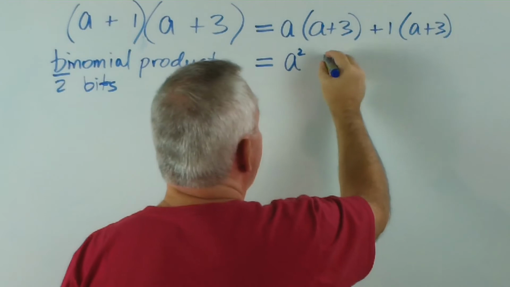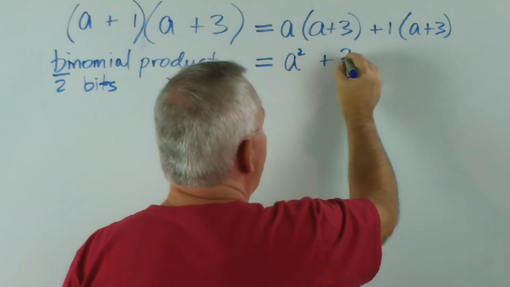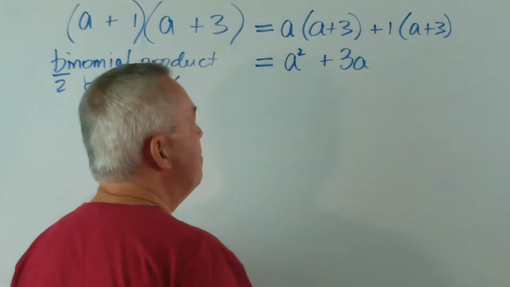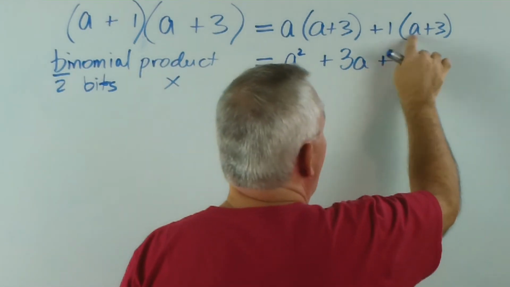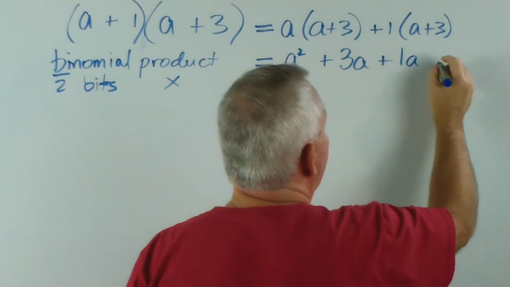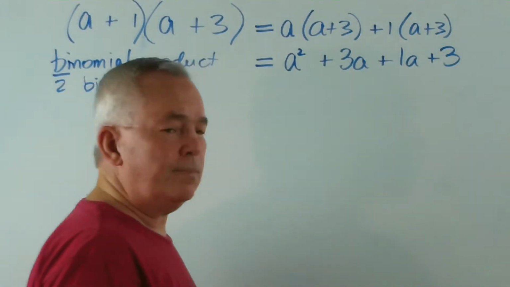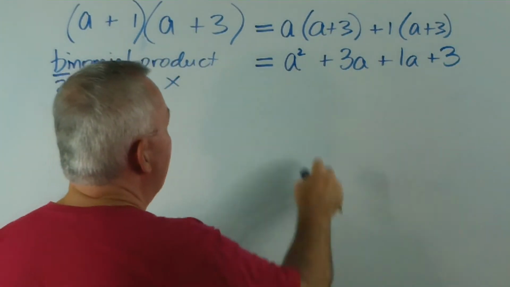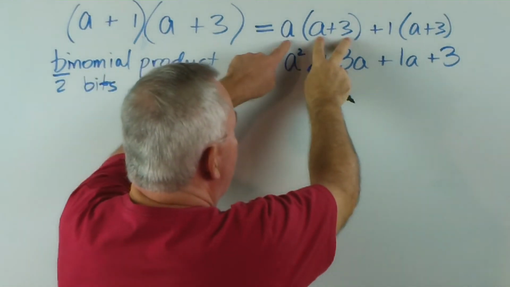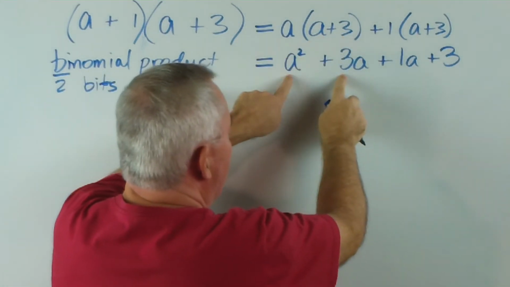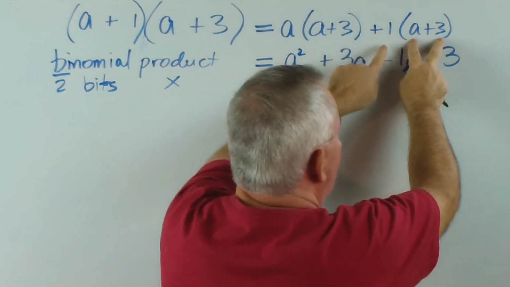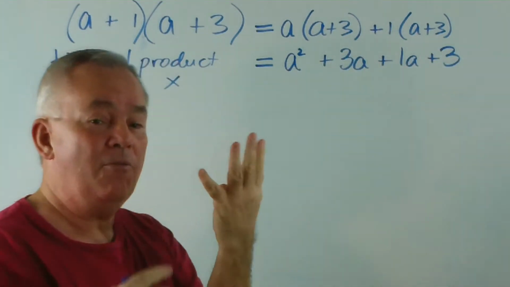A times 3, we could write a3, but mathematicians like to put the number first, 3a, plus 1a, plus 1 times 3. So because we had 2 things in here that were multiplied by this, we got 2 results, and we had 2 things here multiplied by this, gave another 2 results. So we now have 4 results.